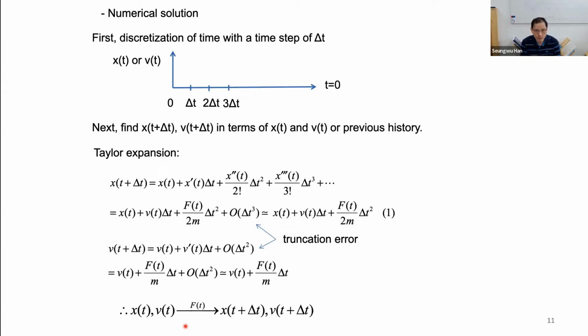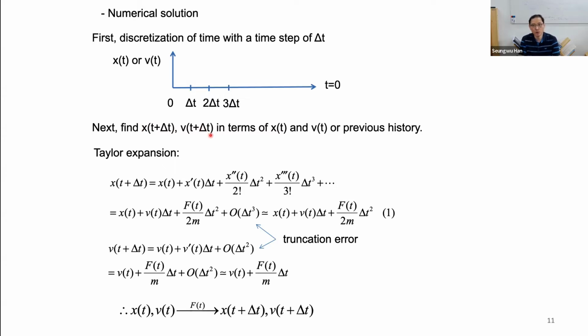So the first step is to discretize the time. Time is originally a continuous variable. However, the computation in a computer cannot deal with a continuous variable. So you have to discretize the time. Okay, so 0, delta t, and 2 delta t. So delta t is the time interval. And then our question becomes: given the position and the velocity at time t, what are the position and velocity at the next step?